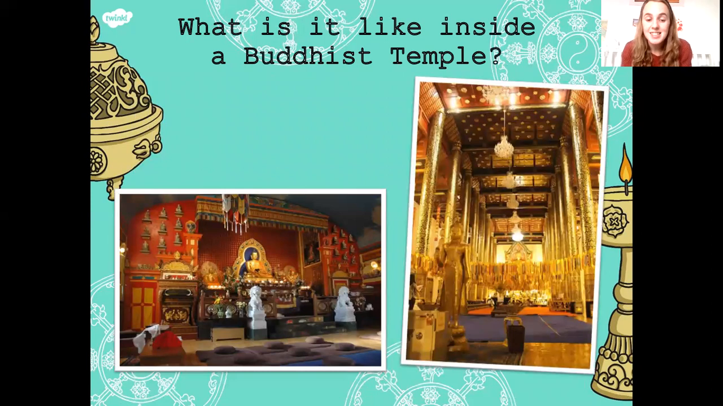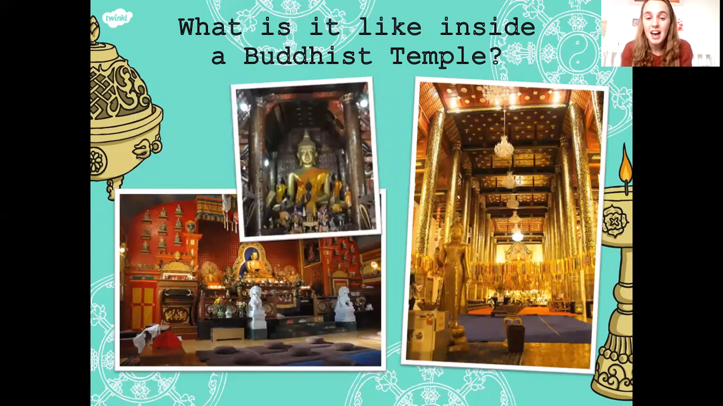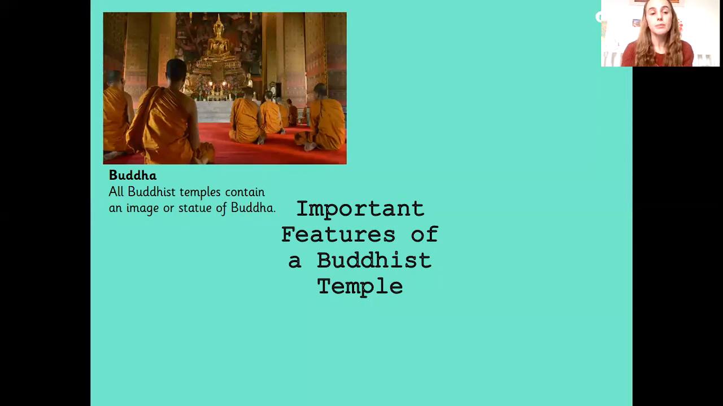So we can see there's statues, there's lots of gold, beautiful designs. And here is an actual image of Buddha, a statue of Buddha. And we will be coming back to how important that is within a Buddhist temple. So, the images of Buddha are inside the temple, and they're everywhere. We have statues of Buddha, pictures of Buddha, and they are used and worshipped.